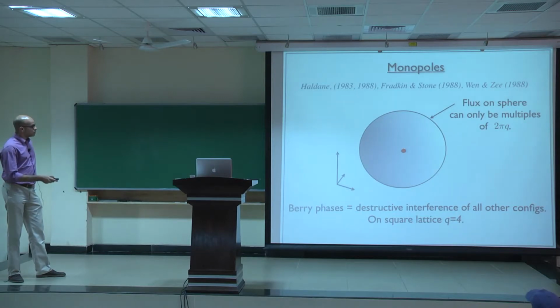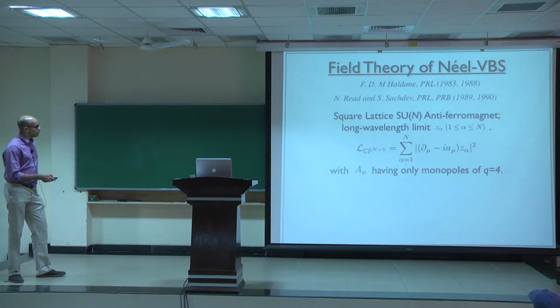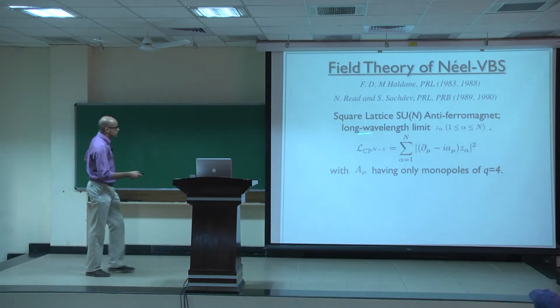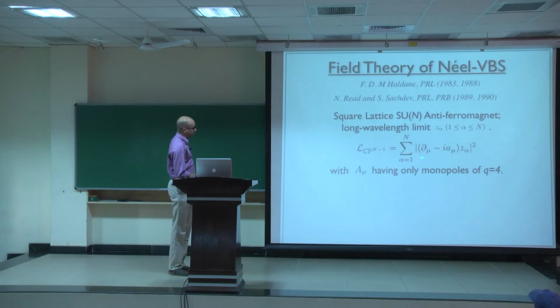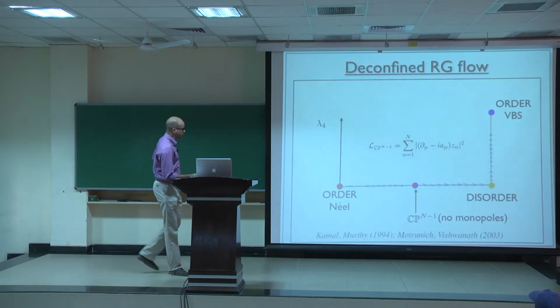Okay, so I'm going to call this charge q. It's going to be a very important parameter in what I'm going to talk about in a second. And so now the question is, what is the phase diagram of this field theory where you have the CP^(N-1) field theory with monopoles of charge 4?